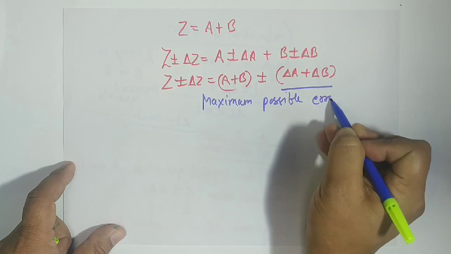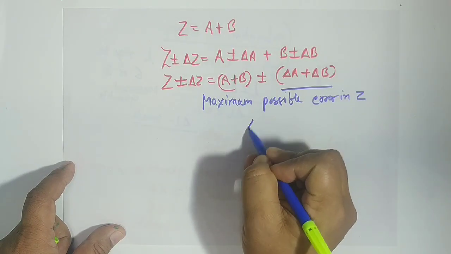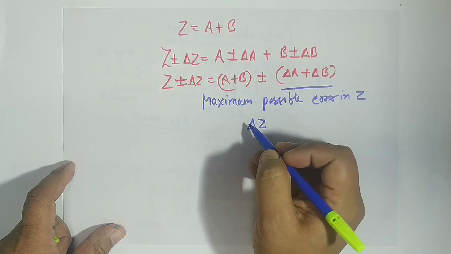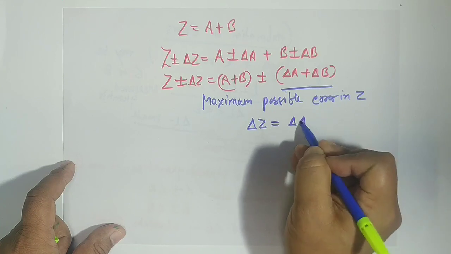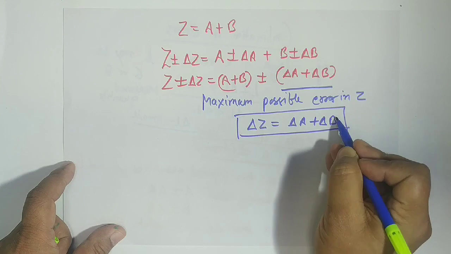So the maximum possible error in Z is what? Can you tell me? It is plus minus delta Z, or you can write directly delta Z is equal to delta A plus delta B. So this is the error value in this case.